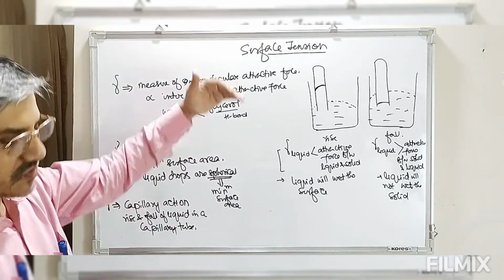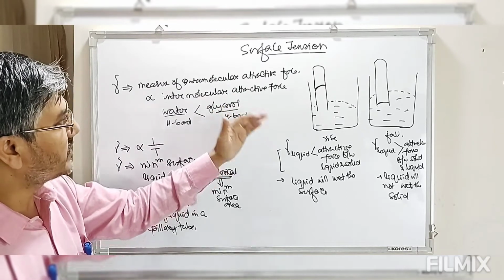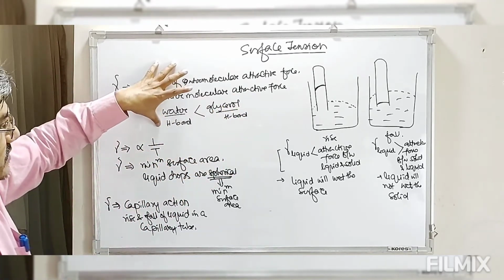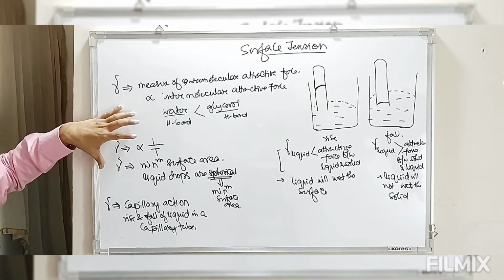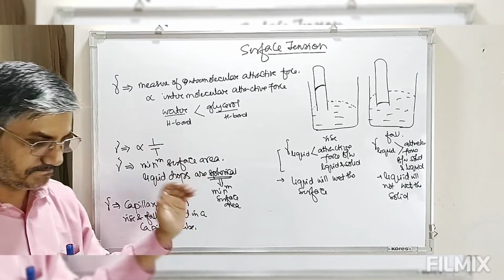So this is what we call surface tension, and this is how surface tension varies with intermolecular attractive force and temperature, an important consequence of this surface tension.